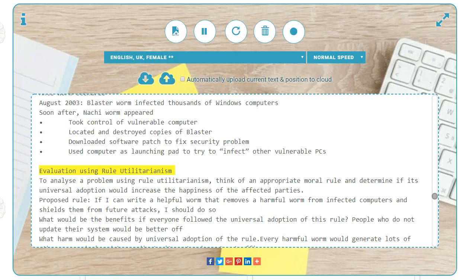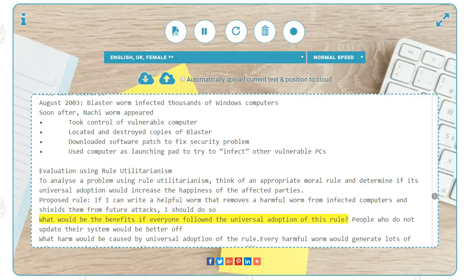Evaluation using rule utilitarianism. To analyze a problem using rule utilitarianism, think of an appropriate moral rule and determine if its universal adoption would increase the happiness of the affected parties. Propose the rule: if I can write a helpful worm that removes a harmful worm from infected computers and shields them from future attacks, I should do so.